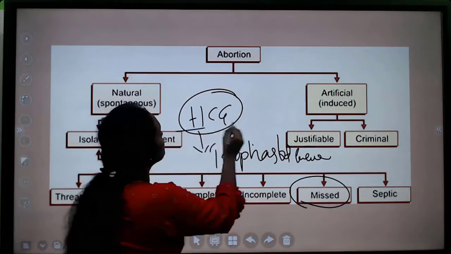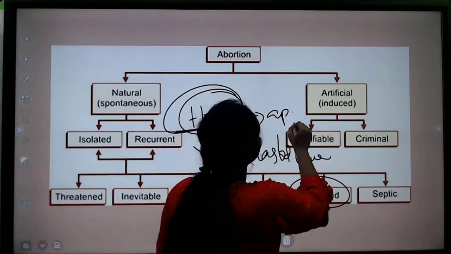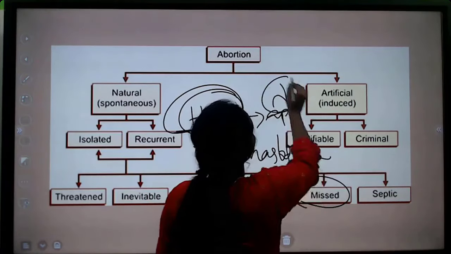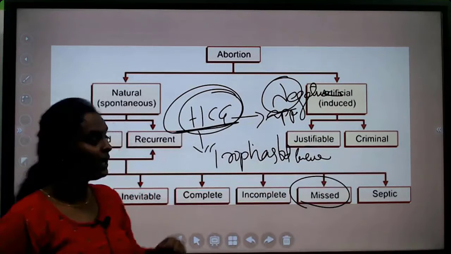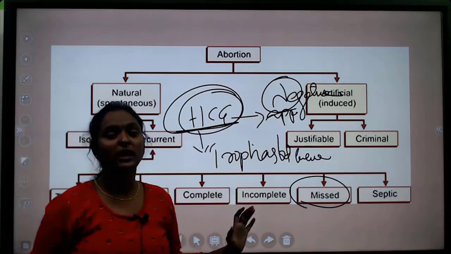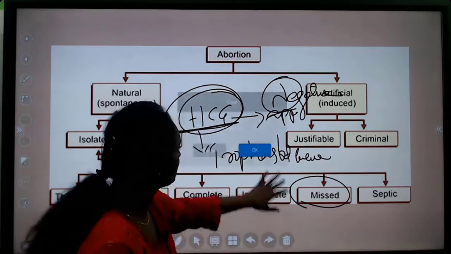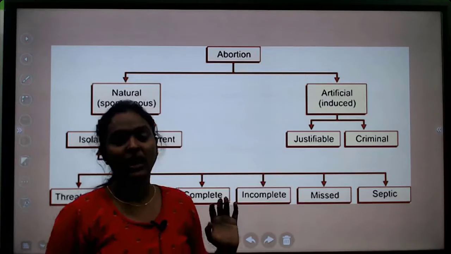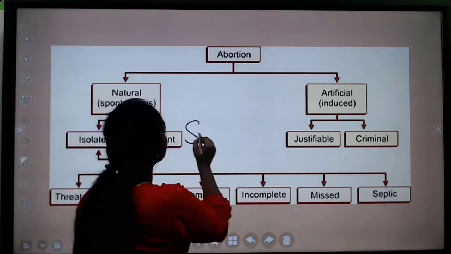So here, what will happen to HCG? These levels will not appear, so it will be negative in the urine examination. We can notice a negative urine examination. So that is one of the indications to identify the missed abortion. Clear? And not only that, we can notice the Spalding sign also, a very important exam point of view.